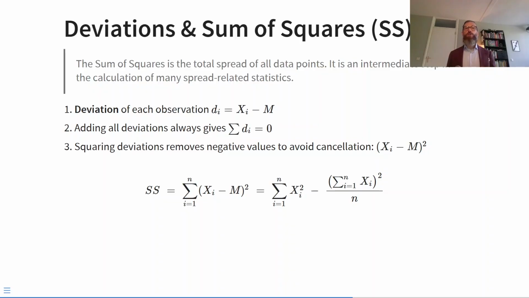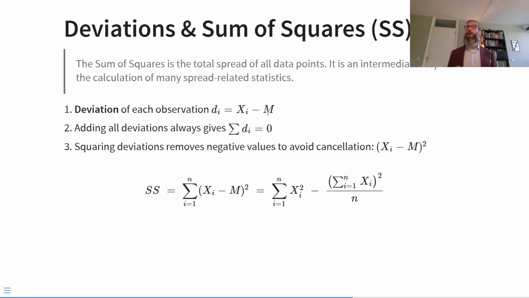Here is how we calculate the sum of squares. First, we begin by calculating the deviation for each observation. Let's call it d sub i. And we get the deviation by taking the individual score x sub i and subtracting the mean.